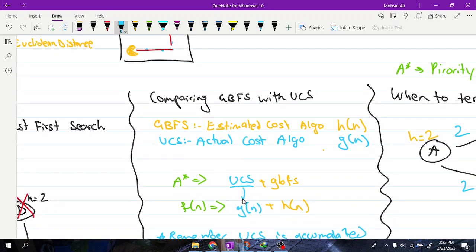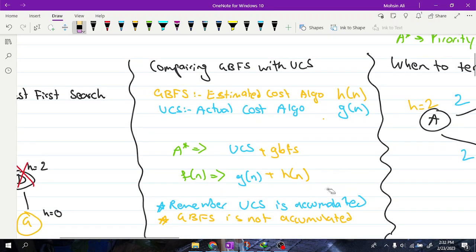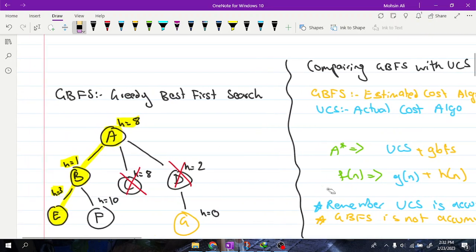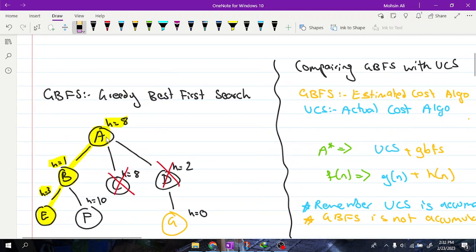So UCS uses a function of minimum path cost, right? So we're putting that into G of n. And we have GBFS as the heuristic cost. So we're also adding that into the pathfinding function f. Now, also remember that UCS accumulates the distance and GBFS is not accumulating the distance. For example, in this you saw that initially h of A was 8, and then when we went down we had three options. We had h equals to 1, h equals to 8, and h equals to 2. We weren't adding the heuristic cost.